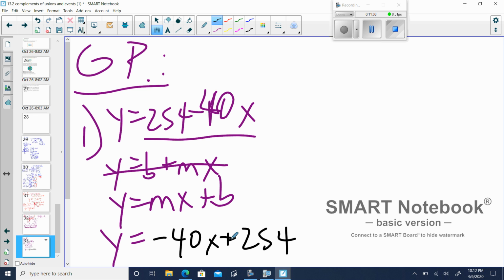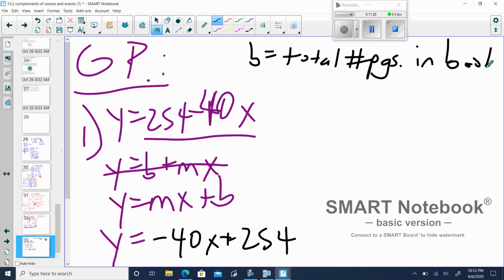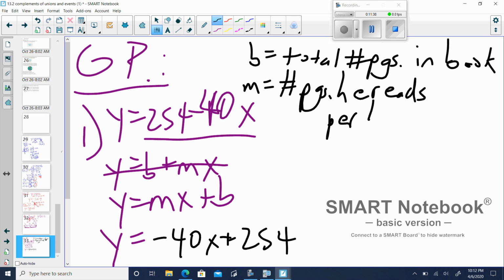All right, so we're talking about a 254-page book, and Liam can read 40 pages in 1 hour. So this is the equation for how many pages he has left to read. So what do these things mean? Well, b is the total number of pages in the book, and m is the number of pages he reads per hour.